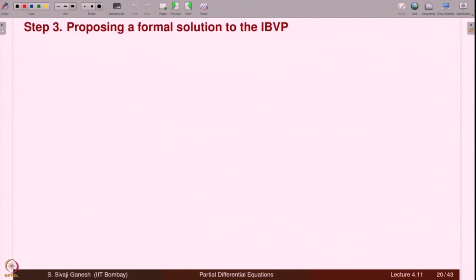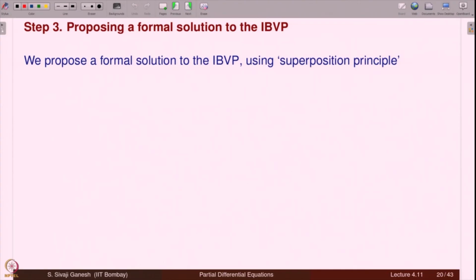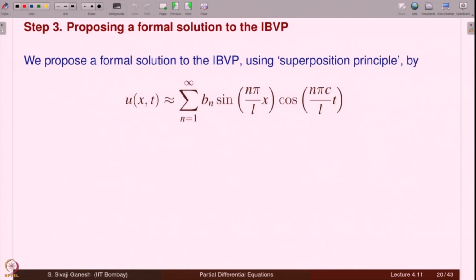So, now we are in a position to propose a formal series solution to the IBVP using the superposition principle. That is summation n equal to 1 to infinity bn sin n pi by l x cos n pi c by l into t. This is precisely x n x into t n t. So, we are considering a superposition of x n x t n t with coefficient bn, summation n equal to 1 to infinity. Now, we do not use equality right away here, that is because we do not know whether this series converges or not.